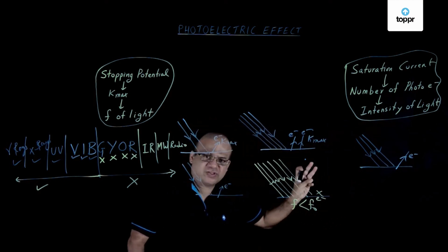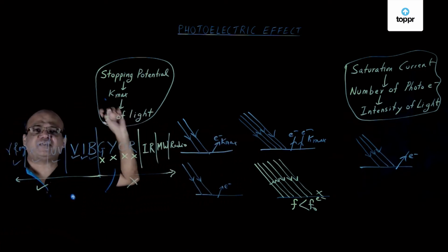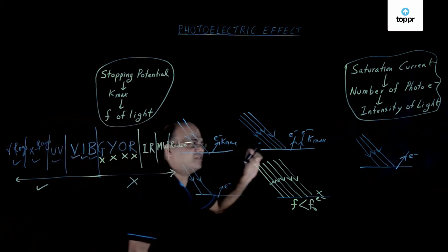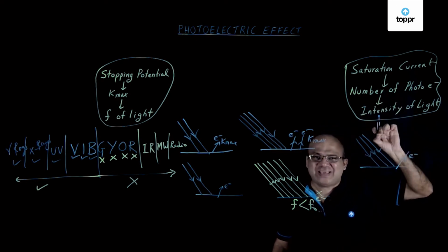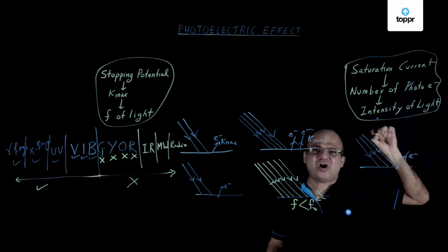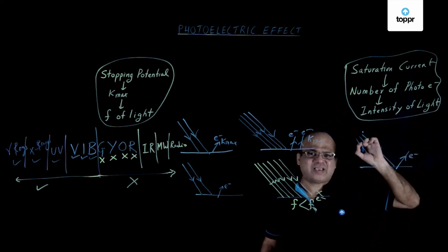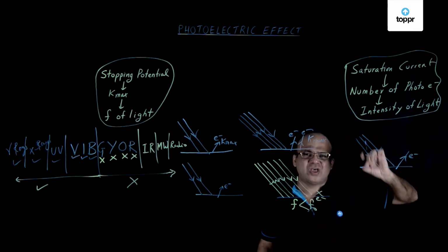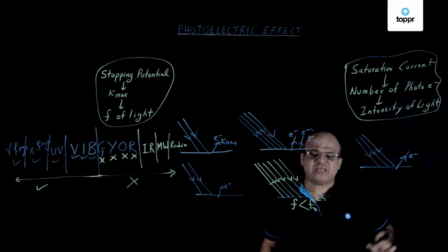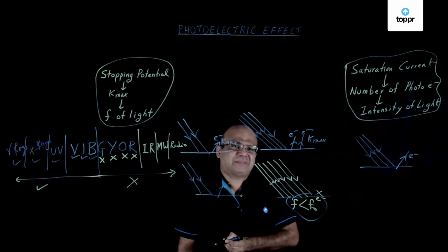So there are three things which the wave theory could not explain. First, according to wave theory, Kmax of photoelectrons should depend on intensity of light. But actually, Kmax of photoelectrons does not depend on intensity of light, it depends on frequency of light. Second, according to wave theory, photoelectric effect should occur for any frequency of light if the intensity is large enough. But actually, photoelectric effect does not occur if frequency is less than threshold frequency.